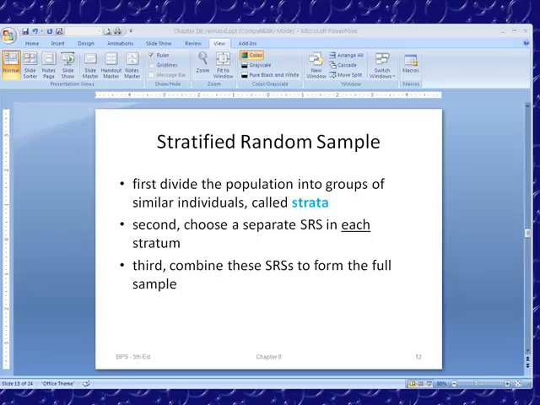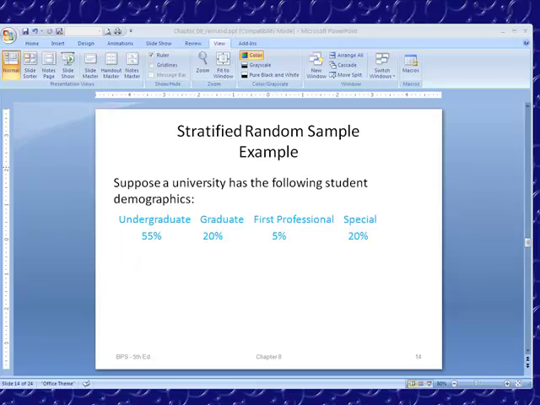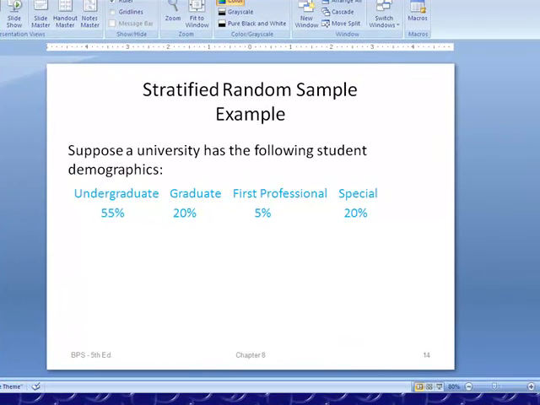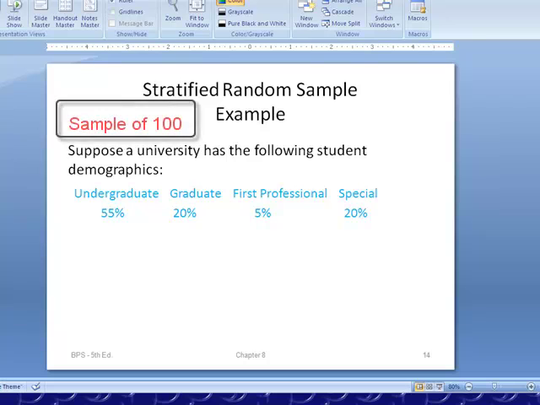So let's look at an example of how this is done. Suppose the university has the following student demographics. 55% come from undergraduate, 20% from graduate, 5% from first professionals, and 20% from a special category. So these are our strata. Let's see how we could make a stratified random sample of 100 students. Let's see how this could be done.